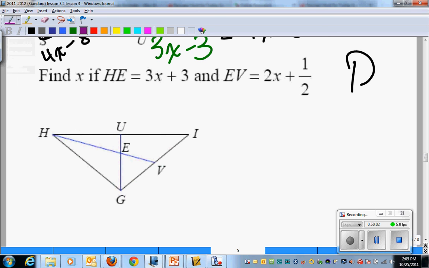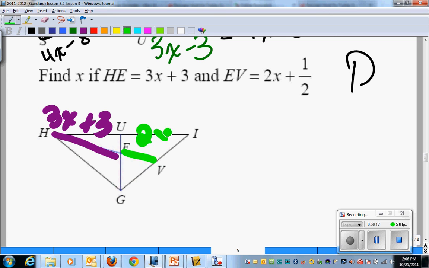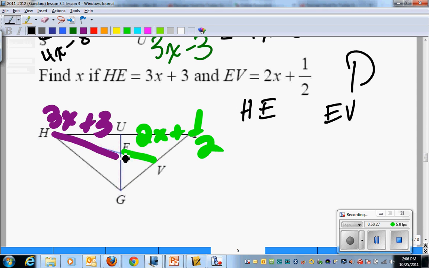I don't want you to plug it in. We have H to E. It's going to be 3x plus 3. And E to V is 2x plus 1/2. Let's write those 2 down. H to E and E to V. We know this is a centroid. So, trace, label, relationship. What kind of relationship do we have going on between these 2 segments?